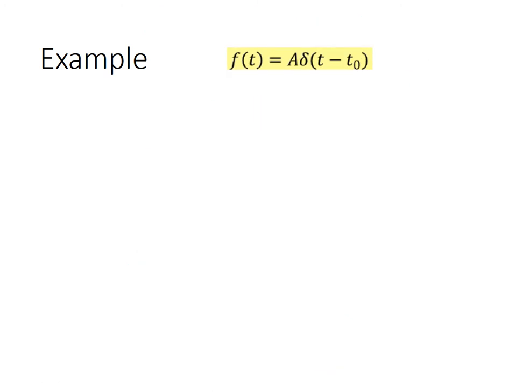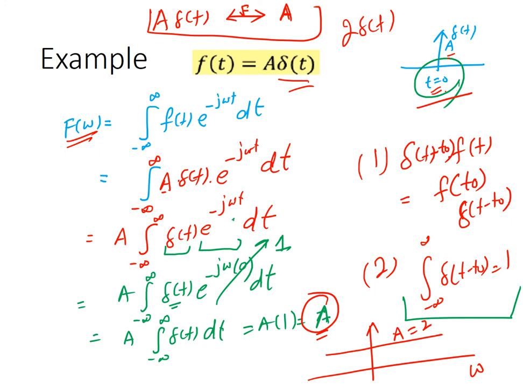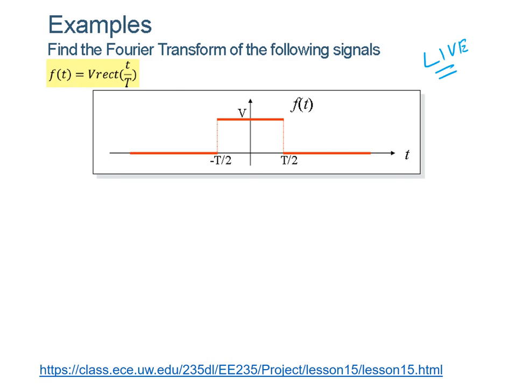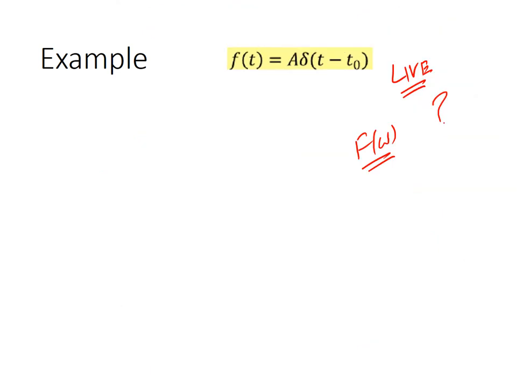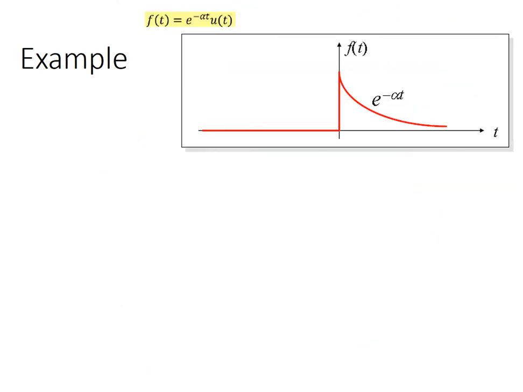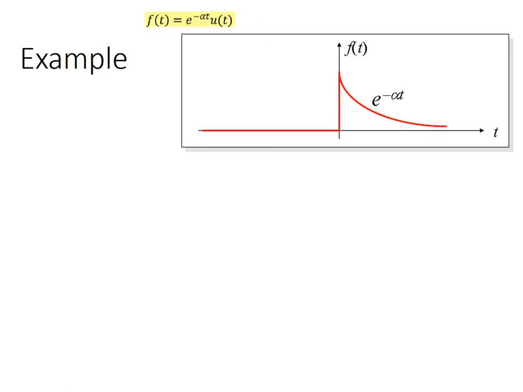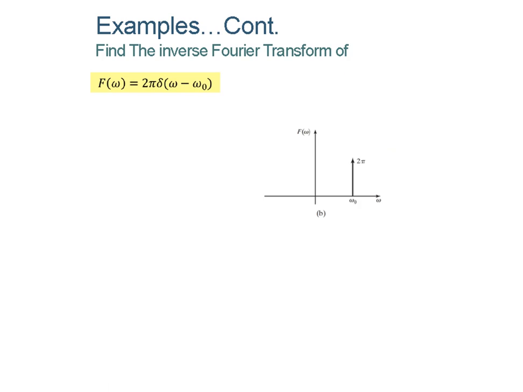This is another example, if we have a shifted impulse. Try to solve this. We will try this example also in the live session. We have solved the example for the simple impulse. What if we have a shifted impulse? Try to get what its Fourier transform will be. We will also solve this rectangular example in the live session. Then this is the exponential, so try to solve this example too. We will solve all these examples, along with another example of the inverse Fourier transform, in the live session.